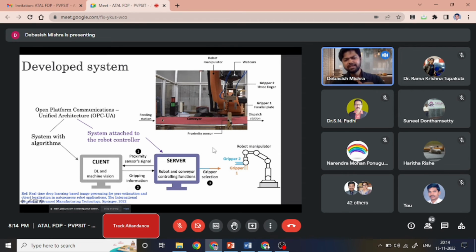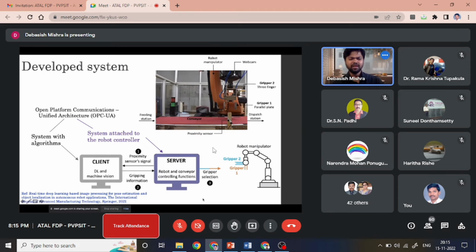So this is the conveyor belt, and there is this proximity sensor. This is to actuate or stop the conveyor and the robot according to the proximity signal. This is the feeding station from which the objects were fed onto this conveyor belt, and this was the dispatch section where the robot was picking the object and keeping it. And this is the manipulator.